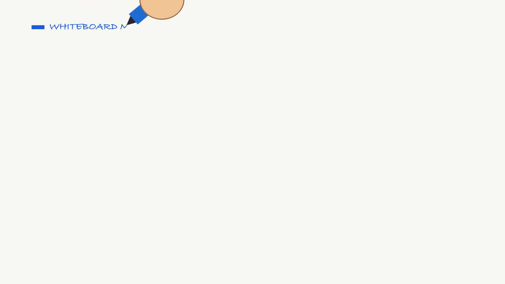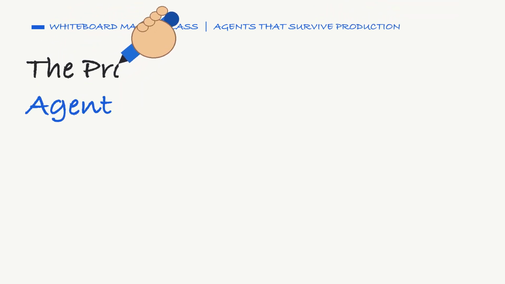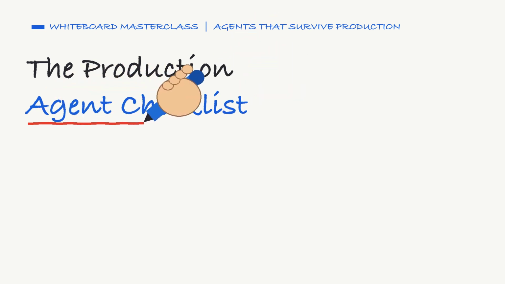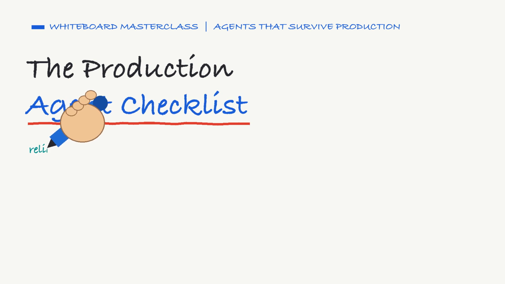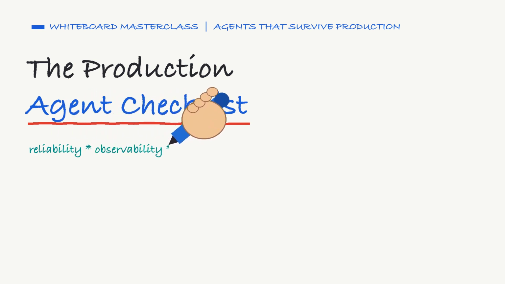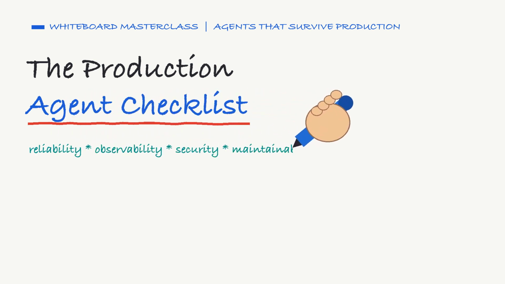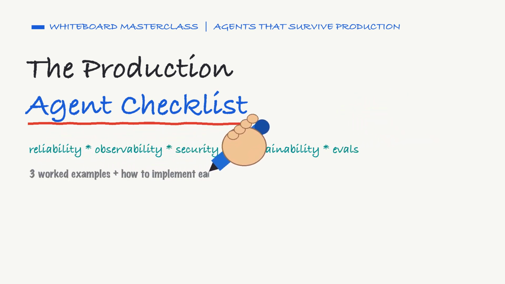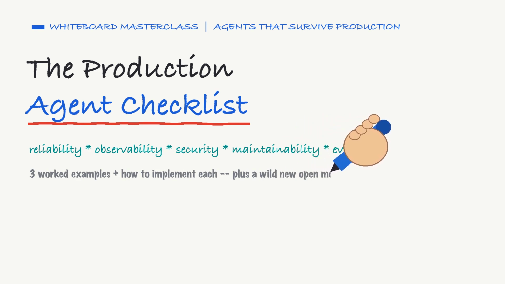Anyone can demo an AI agent. Keeping one alive in production is a different sport. In this masterclass, we'll go through the whole production checklist: reliability, observability, security, maintainability, and the part most teams skip: a real evaluation strategy. Three worked examples throughout, implementation snippets for everything, and at the end, a look at a fascinating new open model, Qwen 3.6 35B A3B.